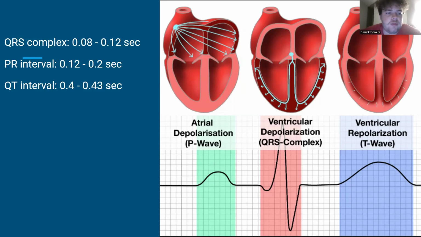So if your PR interval is longer than 0.2 seconds, 5 small boxes, there's probably a heart block going on, which I will explain later. Now, we have the QRS complex.